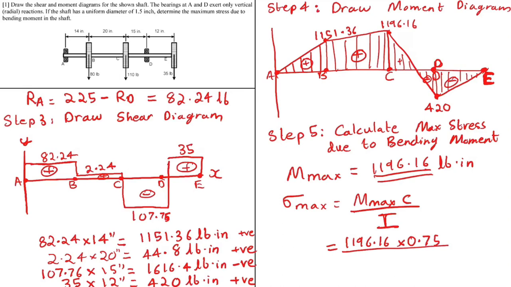I is the moment of inertia, and for a circular section, because the shaft is circular, the moment of inertia is pi over 4 times r to the power 4. So that is 0.75 to the power 4. This turns out to be 3.61 KSI. Alright, so that is question 1.